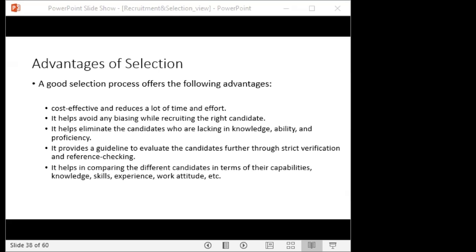Second one, it helps to avoid biasness while recruiting the right candidate.